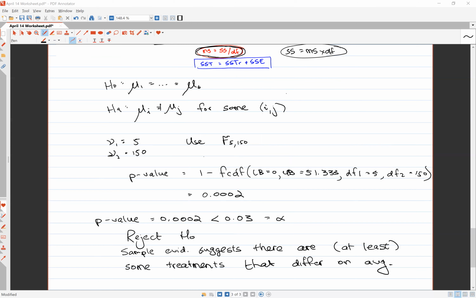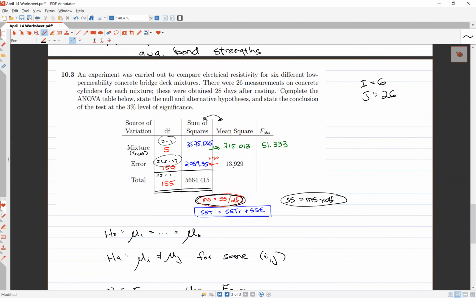And another question just about F observed. F observed is defined as mean square of treatment divided by mean square of error. So I have mean square of treatment and mean square of error in the table. So F observed is just the ratio of those two numbers.